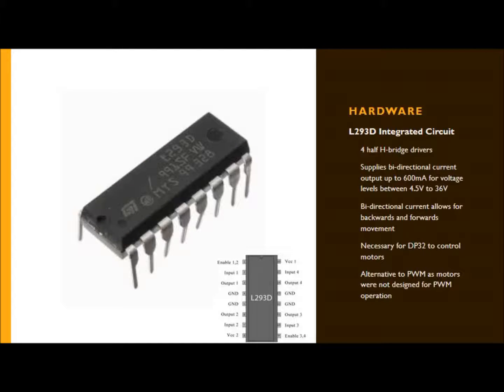The second hardware component is a motor controller, the L293D. This integrated circuit acts as an interface between the microcontroller and DC motors. There are 4 half-bridge drivers that allow for output of 4 currents, 2 pairs of bidirectional current, each up to 600 milliamps at voltage levels between 4.5 and 36 volts. This allows for forward and backward movement of each wheel, which gives us the range of the 4 movements we require. This controller is necessary to control the motors, as they cannot be connected directly to the microcontroller pins. We have chosen this alternative to PWM because the motors were not designed for use with PWM signals.